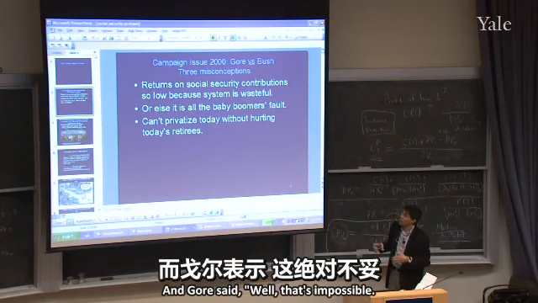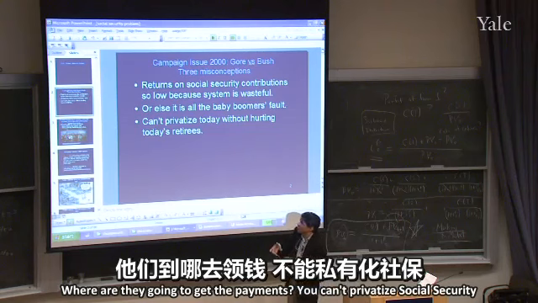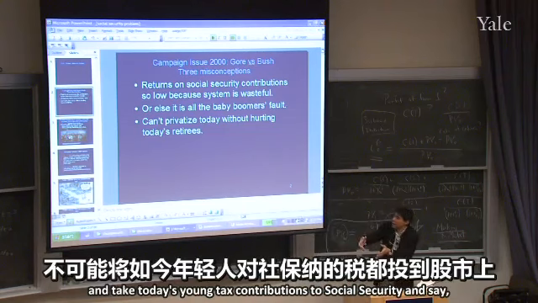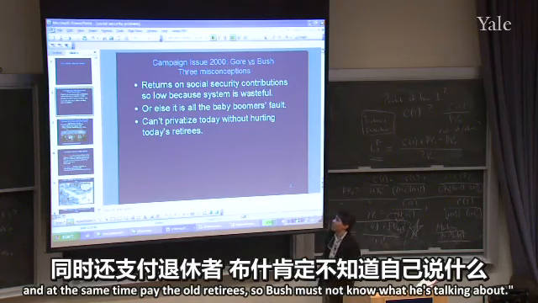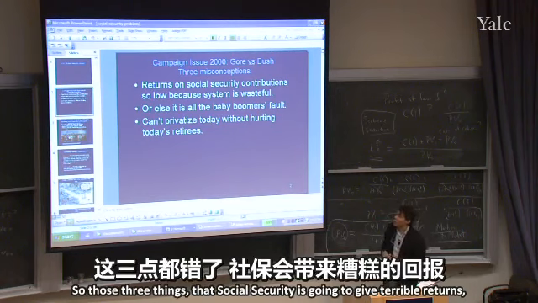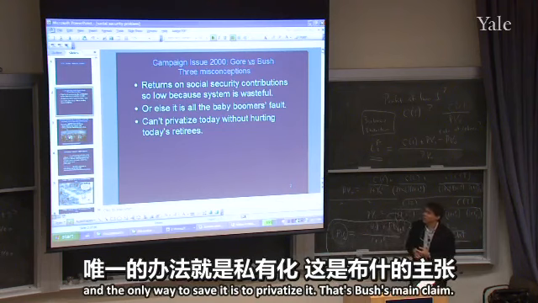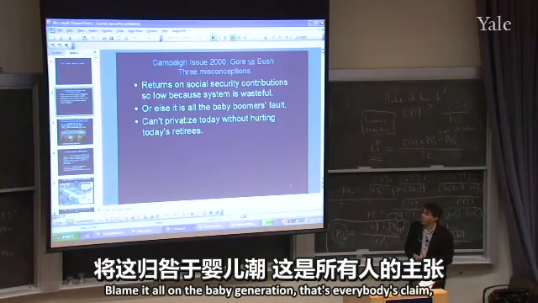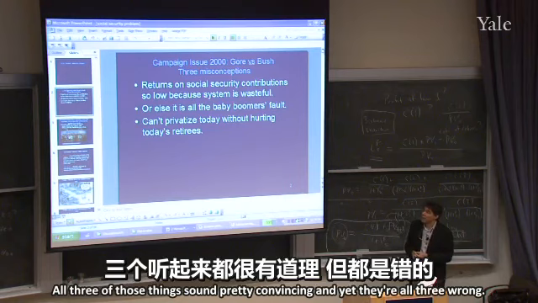And Gore said, well, that's impossible. If you privatize, what are the old people today going to do? Where are they going to get the payments? You can't privatize Social Security and take today's young tax contributions to Social Security and say, okay, you young guys, they're your money. You can keep them in the stock market and at the same time pay the old retirees. So Bush must not know what he's talking about. So that also is wrong. So those 3 things, that Social Security is going to give terrible returns, it's wasting money, something's horribly wrong with it, and the only way to save it is to privatize it. That's Bush's main claim. Blaming it all on the baby generation, that's everybody's claim. And Gore saying you can't privatize without screwing today's young. All 3 of those things sound pretty convincing, and yet they're all 3 wrong.